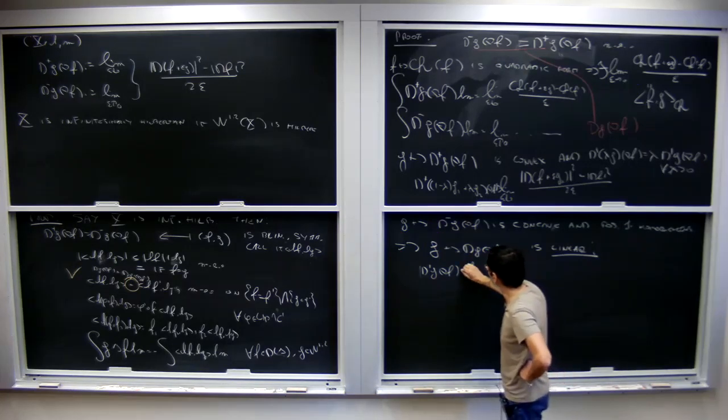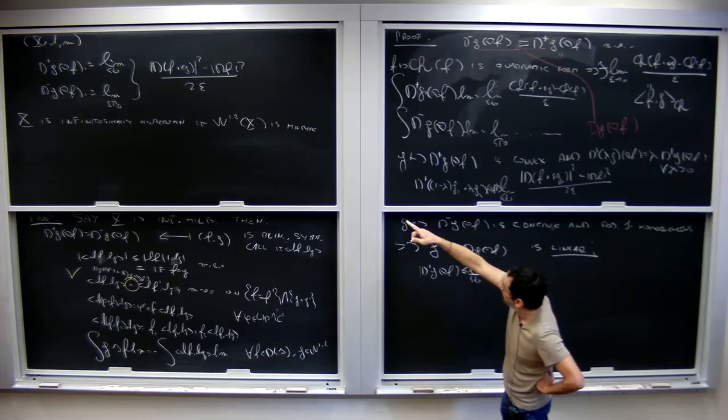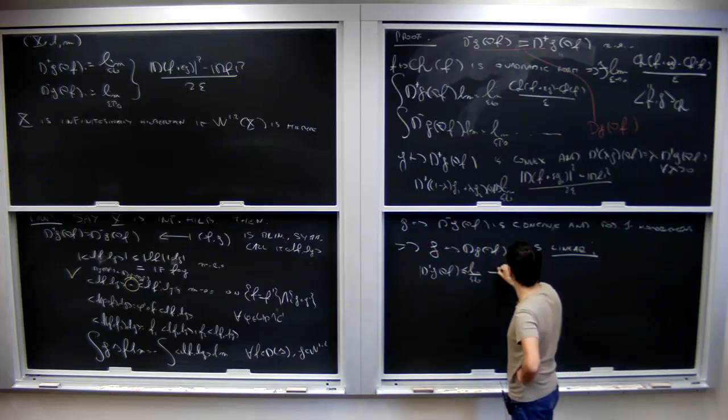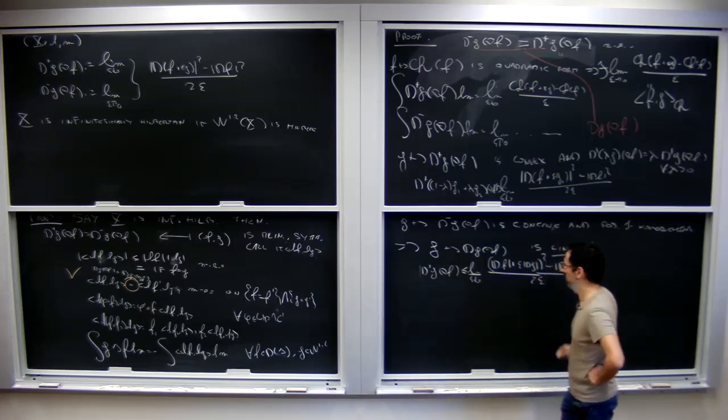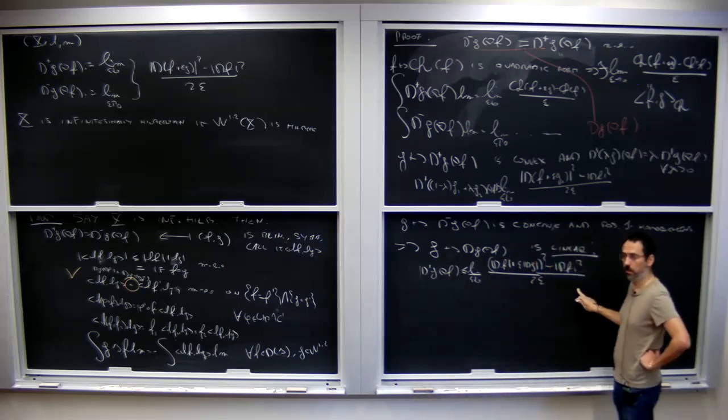But let me say then that this is less or equal than the lim. Let me expand the minimum weak upper gradient over there. So that is df plus epsilon dg, right? Squared minus df squared, divided by 2 epsilon. You agree?